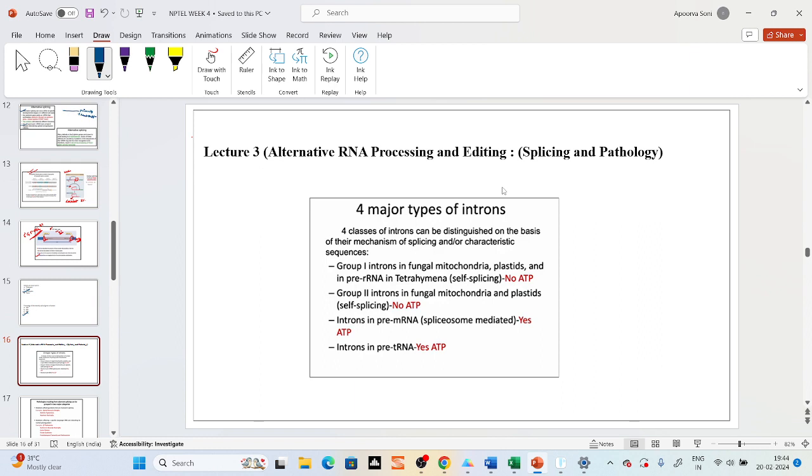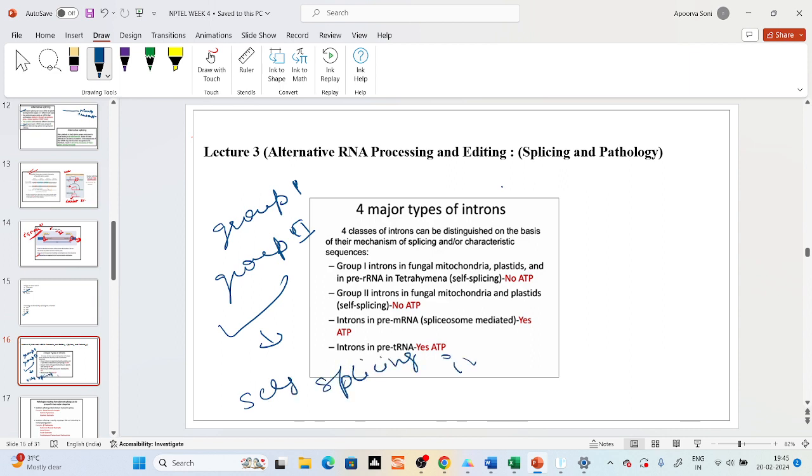Now, there are different kinds of introns. This has also been discussed in the previous class, but not in this much depth. There are four major types of introns, and they can be distinguished on the basis of their mechanism of splicing or their activity. For example, group 1 introns. Group 1 and group 2 introns are known as self splicing introns. This is important, not just for this exam, but in general. Why are they known as self splicing introns?